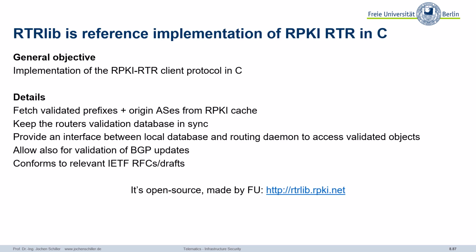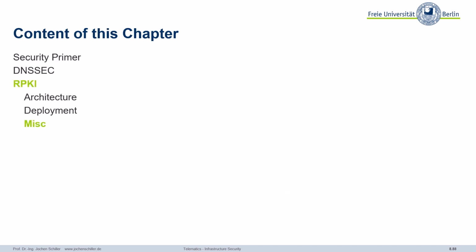Okay, and so there are implementations of these protocols in C, and they do exactly this, fetching validated prefixes and validated origin ASs from the RPKI cache, and sync the validation database, provide interfaces, etc. And this software is open source, and colleagues of mine have done exactly this. Okay, so some minor issues added.